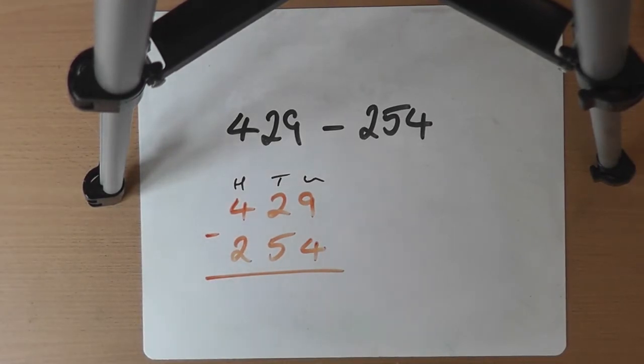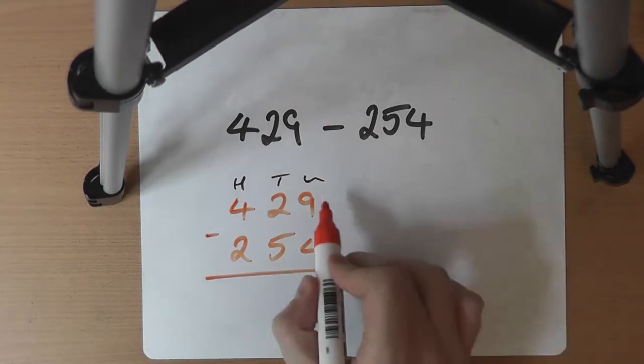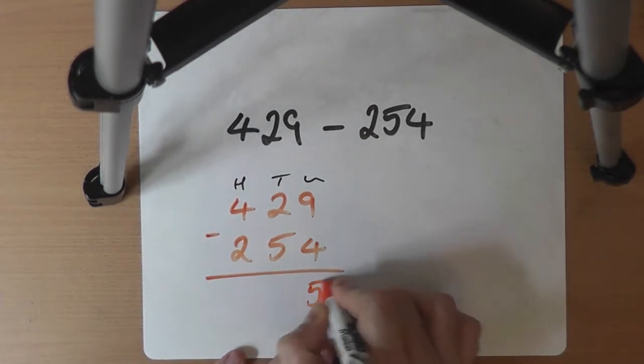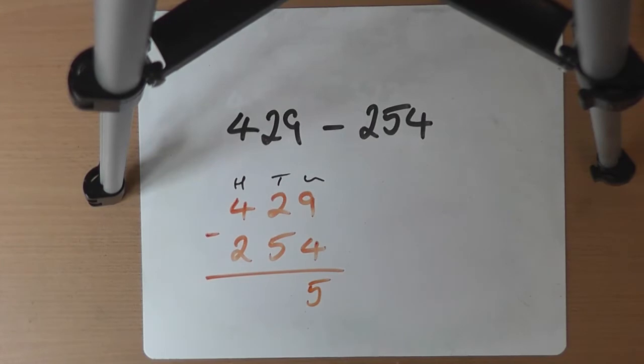I'm going to work through these columns, starting with the smallest, in much the same way that we did with the column addition, but we're going to be subtracting this time, taking away instead. So we're going to start with the units, because that's the smallest column. We've got 9 units, and we're taking away 4 units. Well, 9 take away 4 would leave us with 5 units, and everything's good so far. Then we come to the tens, and we've got 2 tens, take away 5 tens. Well, we can't do that, because we haven't got enough tens here. We have a problem.